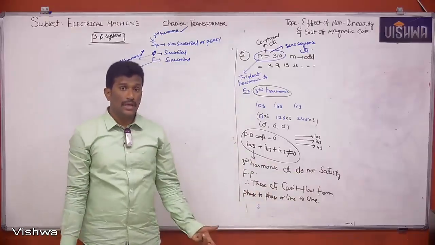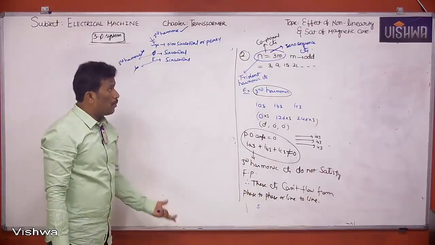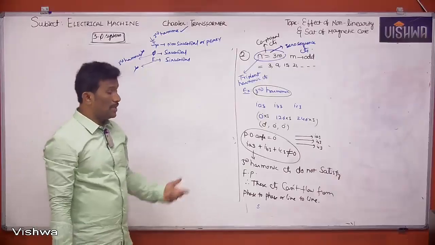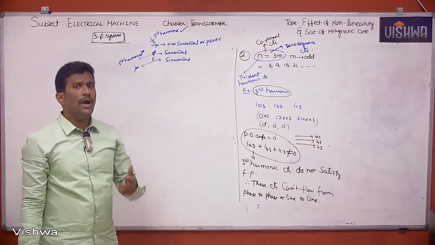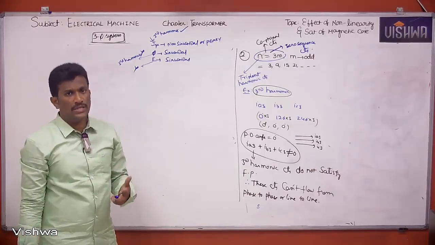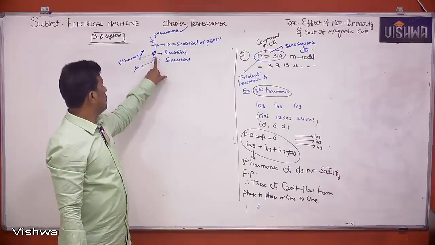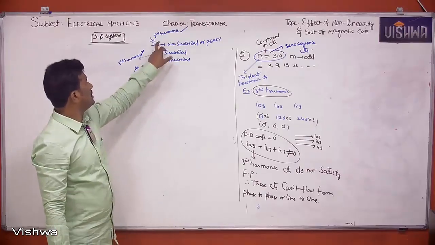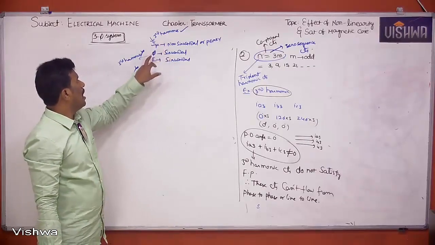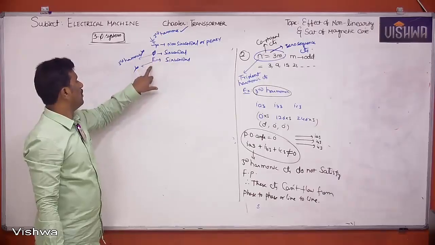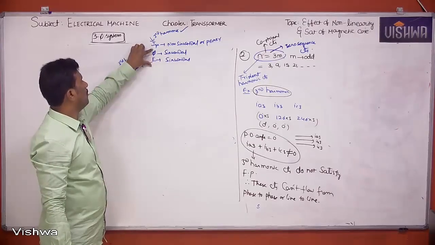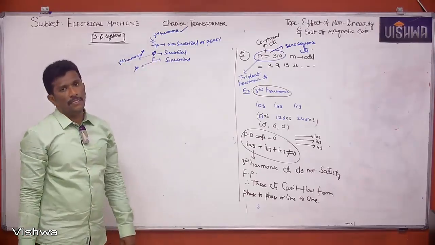Then how can you provide a path for these third harmonic currents? Anyway, you have to provide a path for harmonic currents. Otherwise, if the harmonics are not there in the IME waveform, harmonics will come in the flux and EMF waveforms, and your flux and EMF waveforms become non-sinusoidal.